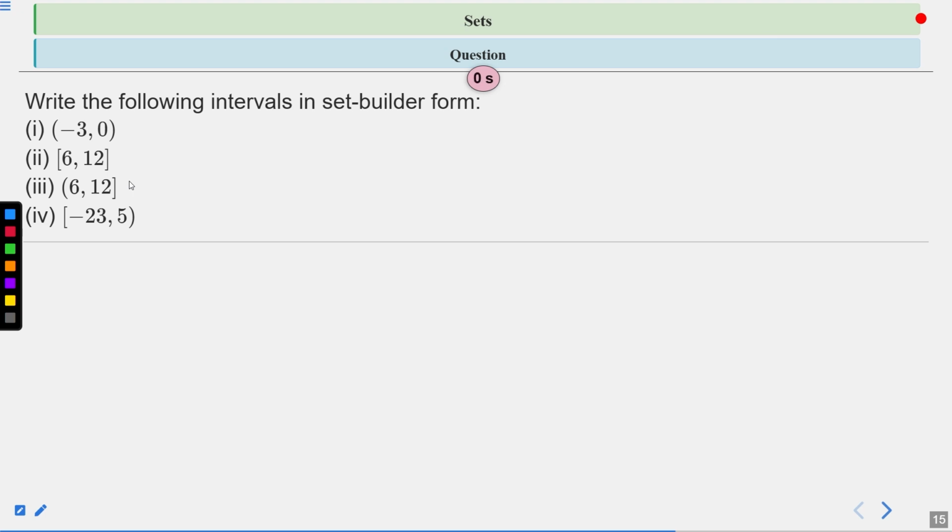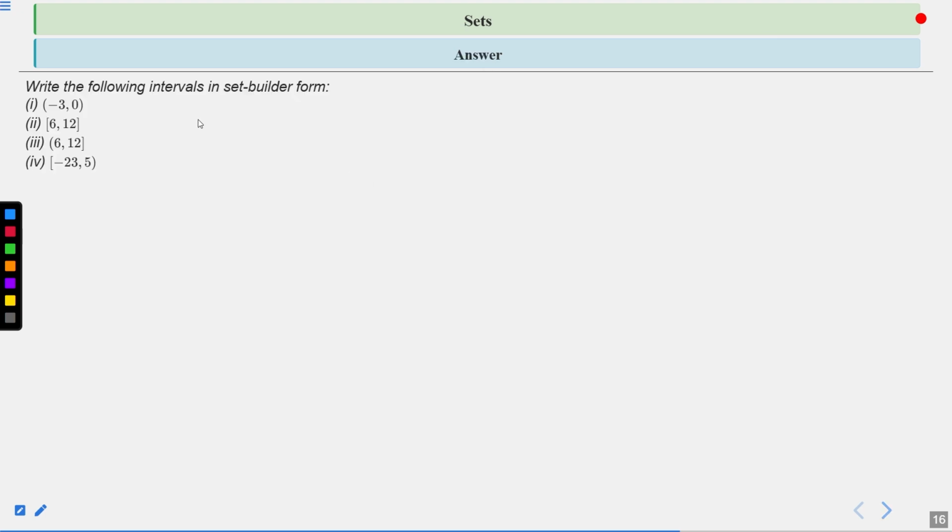The time is up. So we just have to write the set builder form. Solution.